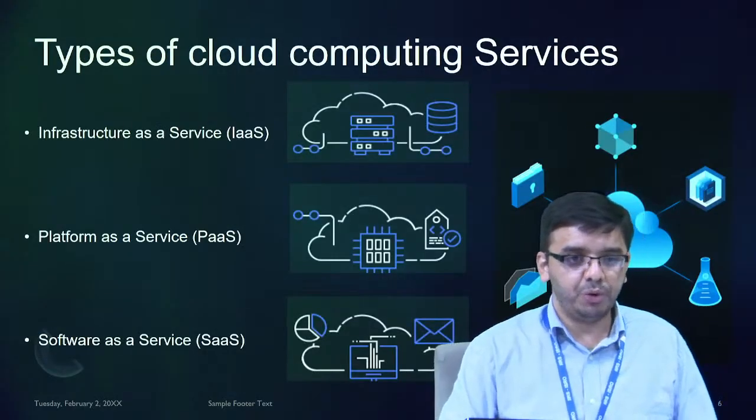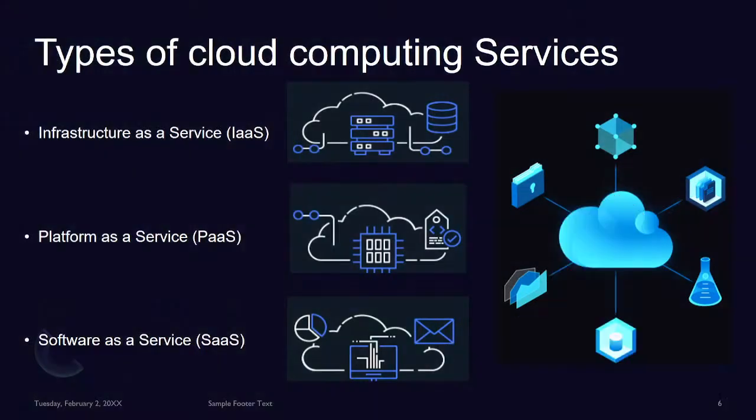So now if you talk about types of cloud computing services, broadly, cloud computing services are divided into three categories. One is called infrastructure as a service, or IaaS. The second type is called platform as a service, and the third is called software as a service.